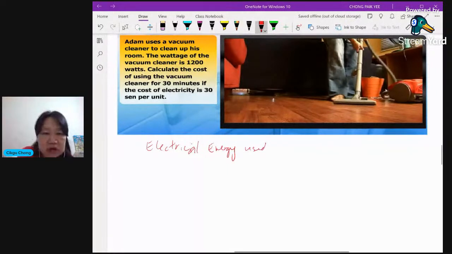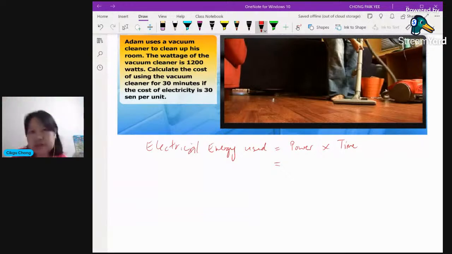Write your formula. This is the best thing you can do first. Always write the formula, then only think, what am I given? What information is given to me? Power, don't forget, is in kilowatt hour. So you have to convert, right? 1200, just divide by 1000.